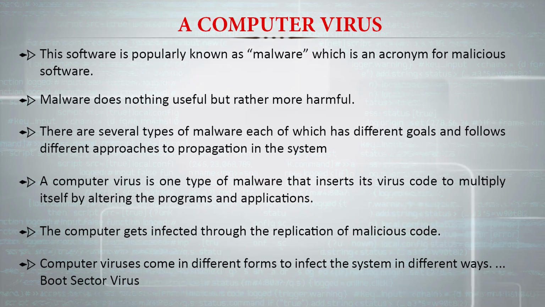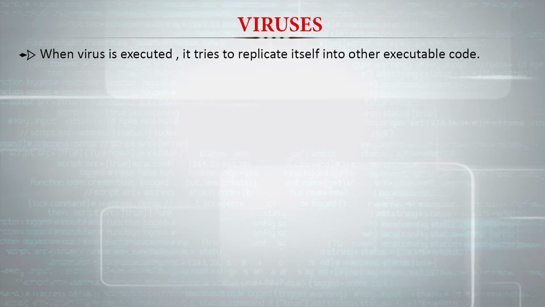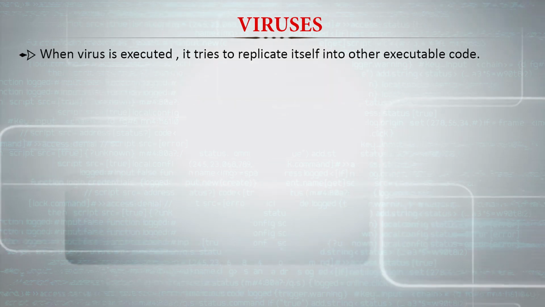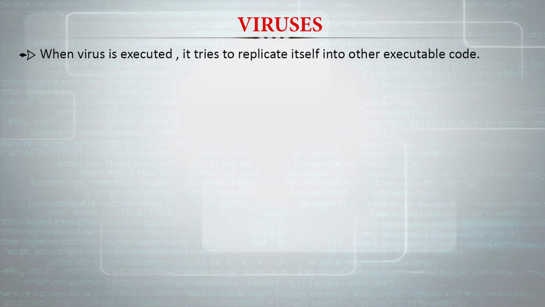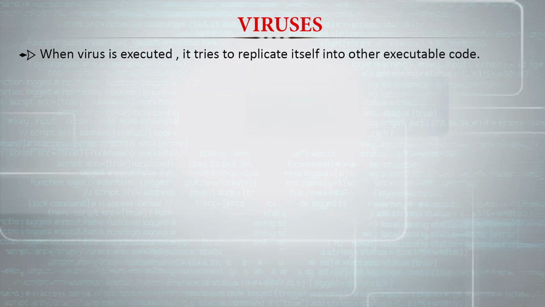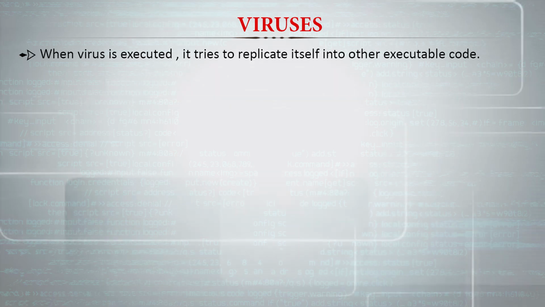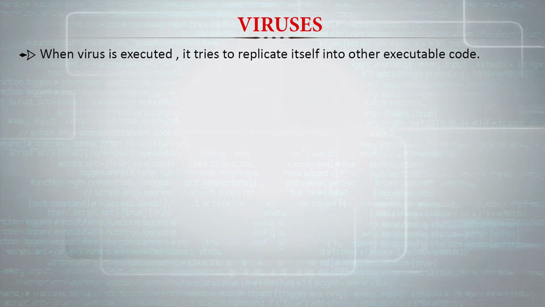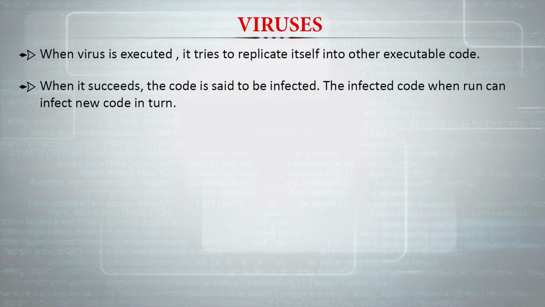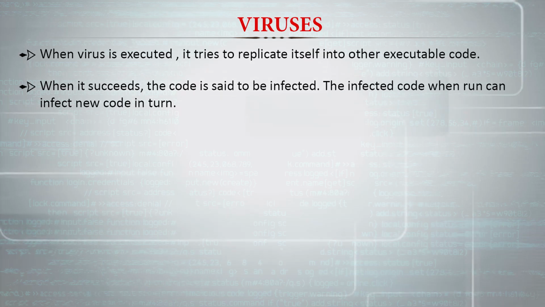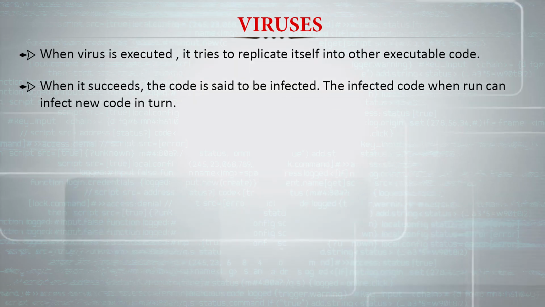For example, there is a boot sector virus. When a virus is executed, it tries to replicate itself into another executable code. To the point, you must understand the virus is basically a small fragment of code. When this code is executed, it tries to replicate itself into other executable code existing in the system. When it succeeds in infecting that code, the code is said to be infected. The infected code, when run, can infect new code in turn. This is the way things get replicated.